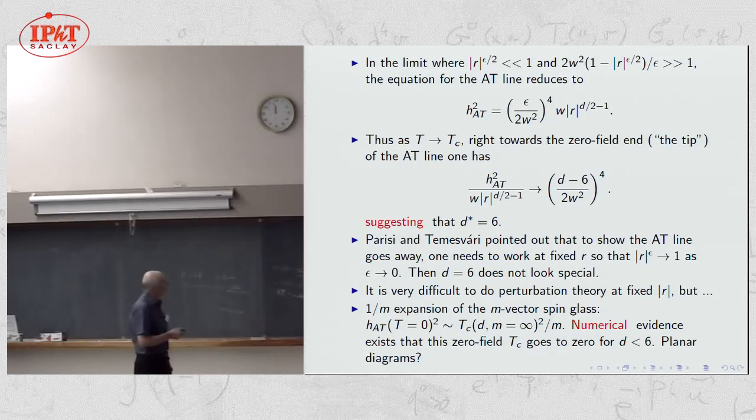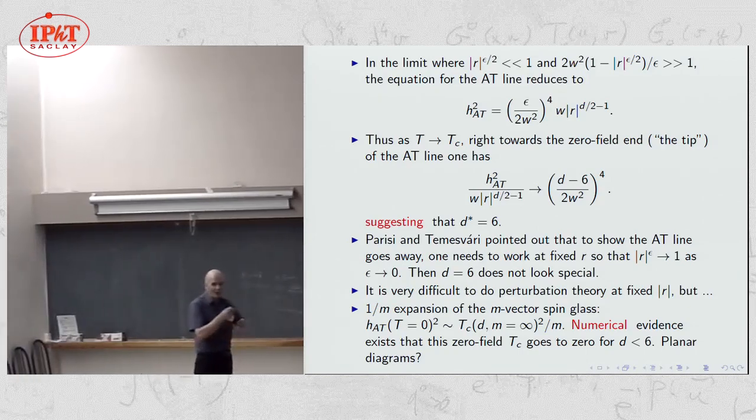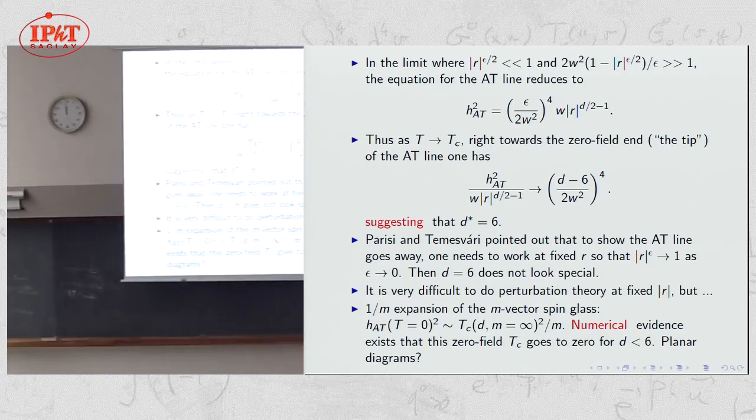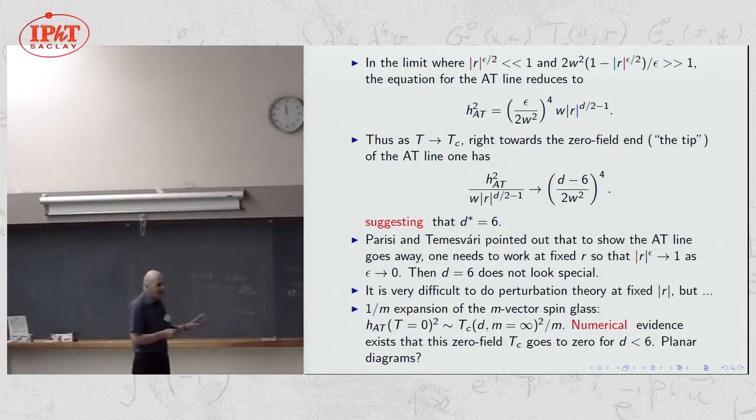Well, I was quite pleased with this, but Parisi and Temesvari pointed out that to show that the AT line as a whole disappears, you will need to work at fixed R. And if you work at fixed R, this perturbative treatment doesn't really work. The argument stops working because in the limit when d goes to 6, at fixed R, this quantity here just goes to 1, and you don't see anything special about 6 dimensions. But it's very, very hard to do the perturbative treatment at fixed R. You have to have R small to make progress.